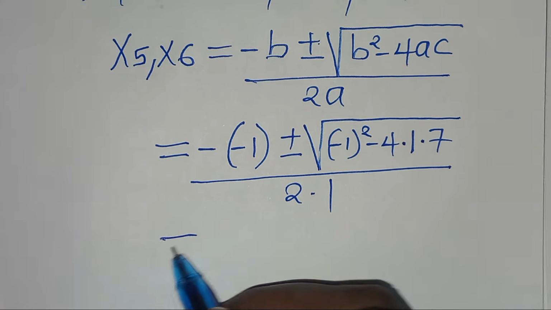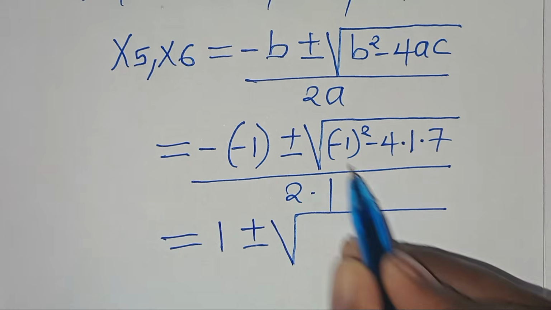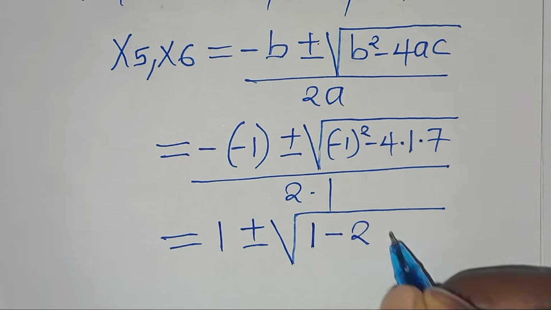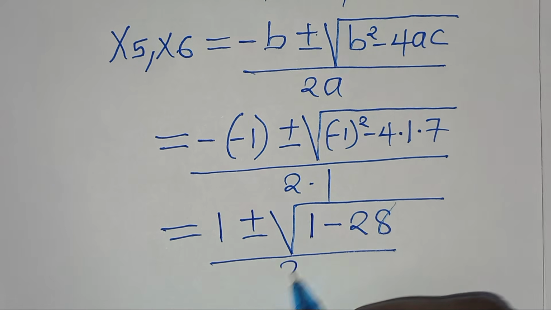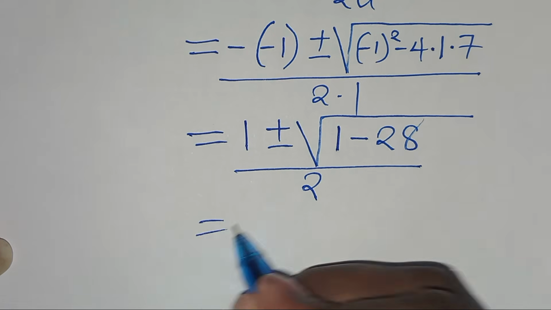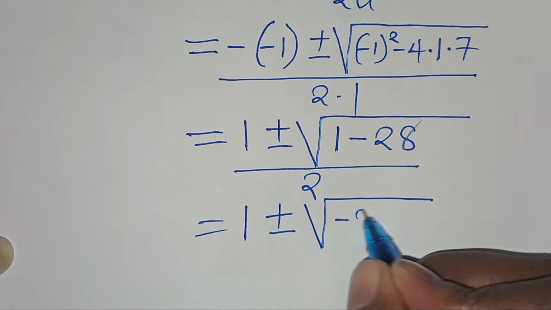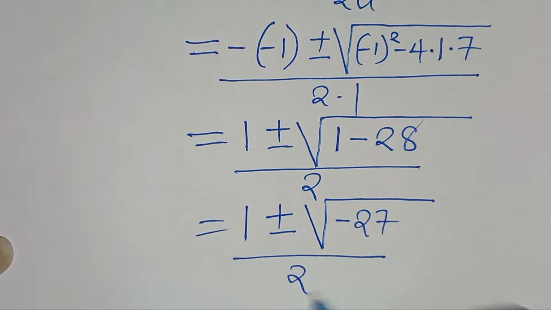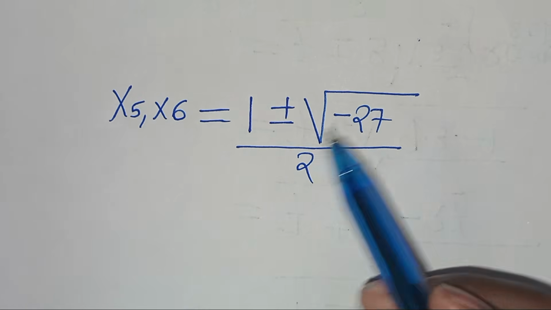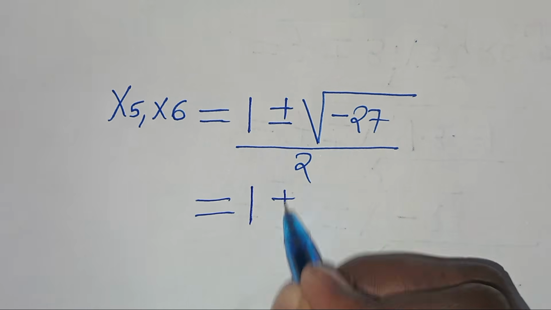So this means that here we have minus times minus 1, this is 1, plus or minus the square root of minus 1 squared, this is 1, minus 4 times 7, this is minus 28, everything here divided by 2. Therefore, here we have 1 plus or minus the square root of 1 minus 28, this is minus 27, divided by 2. Now we have x5, x6, this is 1 plus or minus square root of minus 27 over 2, and this is the same thing as 1 plus or minus.